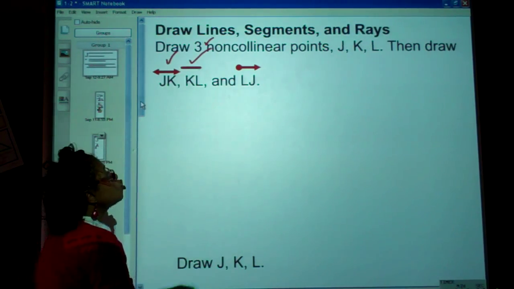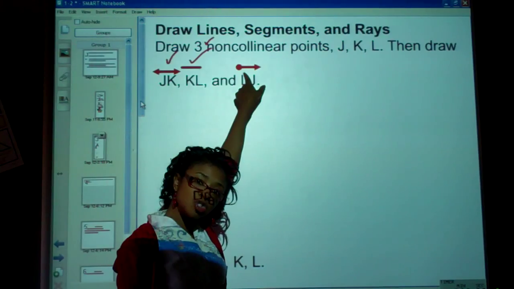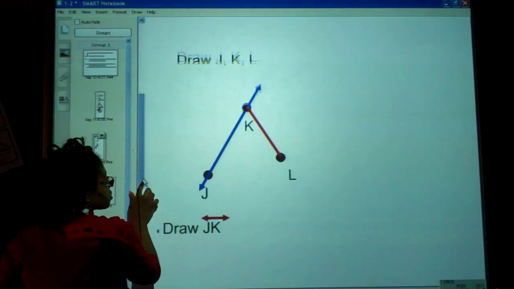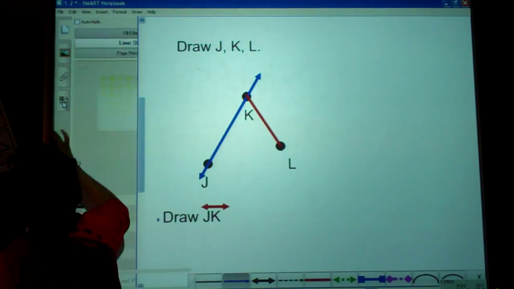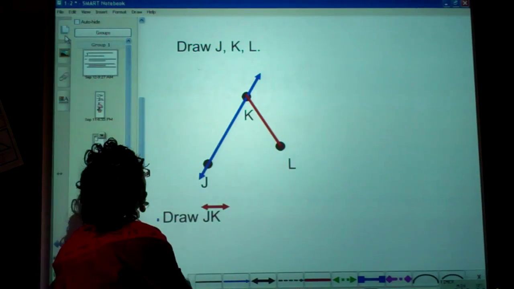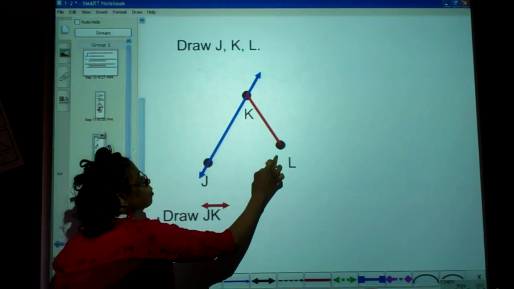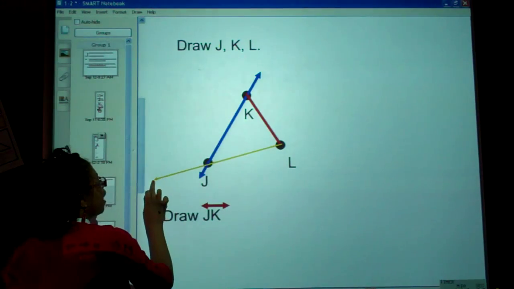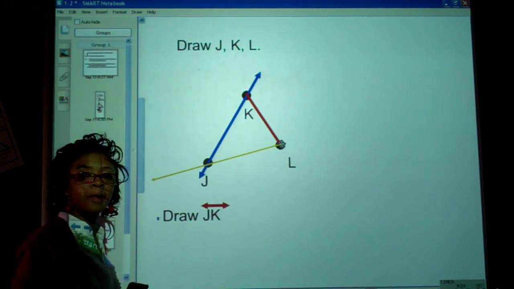And finally, it says draw a ray from L to J, with L being the initial point and J being the arrowhead. So now we come down, and I need a ray. What did it say? It said from L to J. So that means I go from L. I must be on L. I can't overshoot it. And I can come past that on J because this is the end with the arrowhead, and it goes on forever.